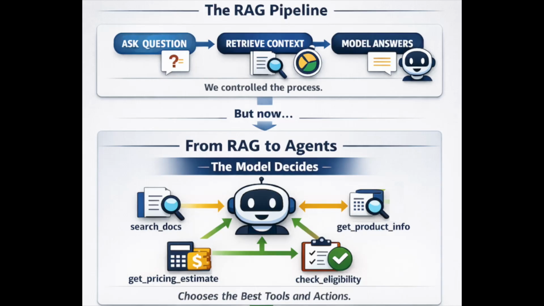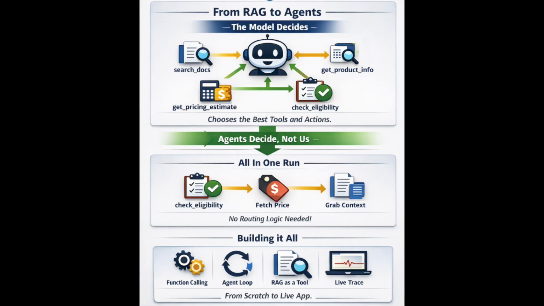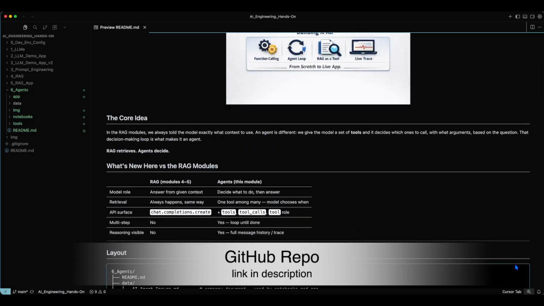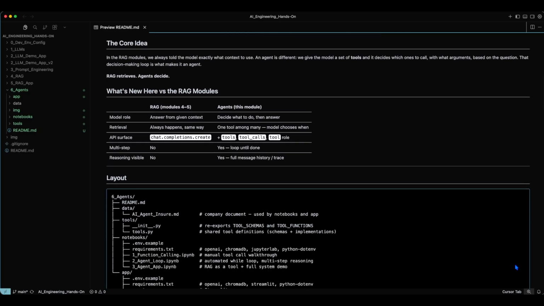RAG retrieves, agents decide. So in this video, we're going to build an AI agent from scratch with function calling, the agent loop, RAG as a tool, and a Streamlit app with a live trace showing every decision the model makes. But before we get into that app code, we'll take a look at the project README, then a few notebooks to get us ready.